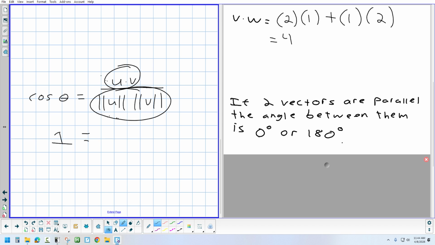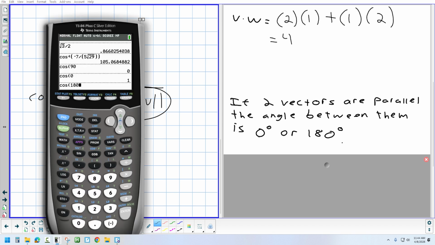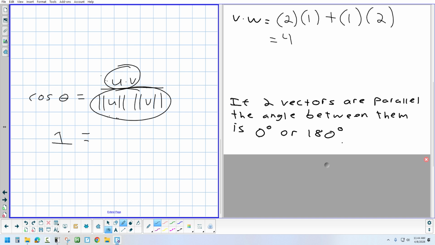Right. Let's see what happens if we put in a 180. Let's take cosine of 180. We get -1. So this is the other case where the vectors are parallel. This fraction would come out to a -1. How can a fraction come out to -1? Yep. The numerator is a negative over the denominator. Right, you're dividing 2 numbers that are opposites. But again, to know if the numerator is the opposite of the denominator, you have to know both the numerator and the denominator. So we have to do a little bit more work to determine if they're parallel.